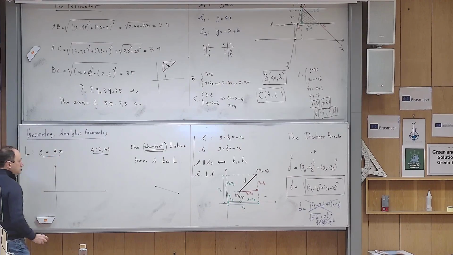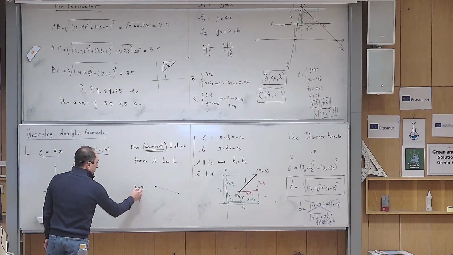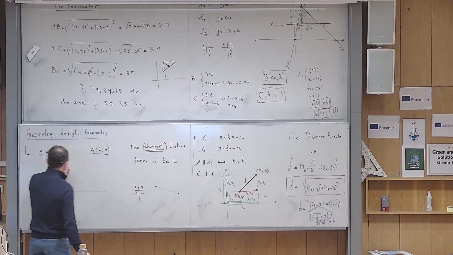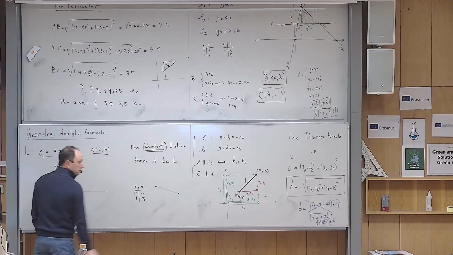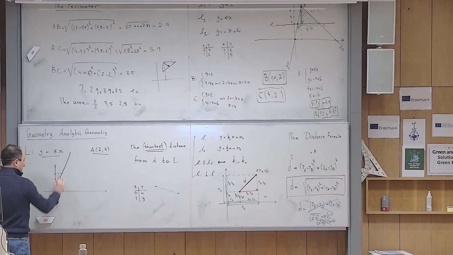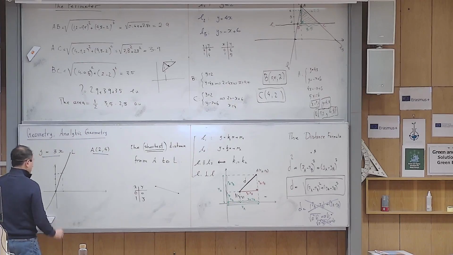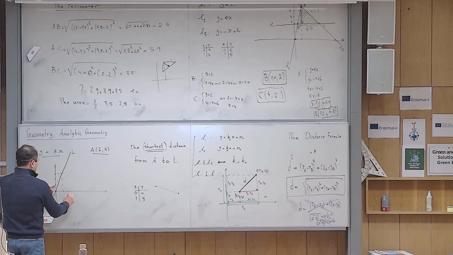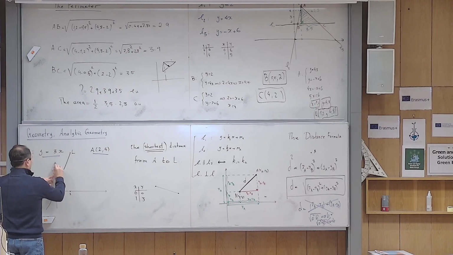If I want to sketch this line, I set up my table, x and y. If x is 0, y is 0. For example, if x is 1, y is 3. So let me find the points: (0, 0) and (1, 3). Yes, so this is my line. This is line L. Where is the point? 2 and 5. So 1 and 2 is here. 1, 2, 3, 4, and 5. Where is that point?